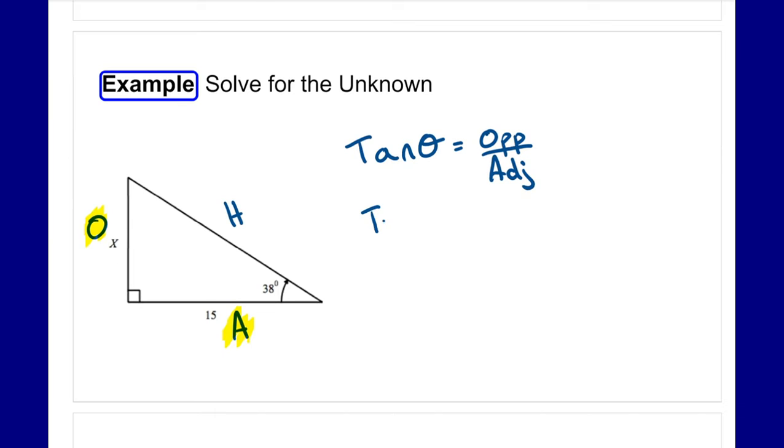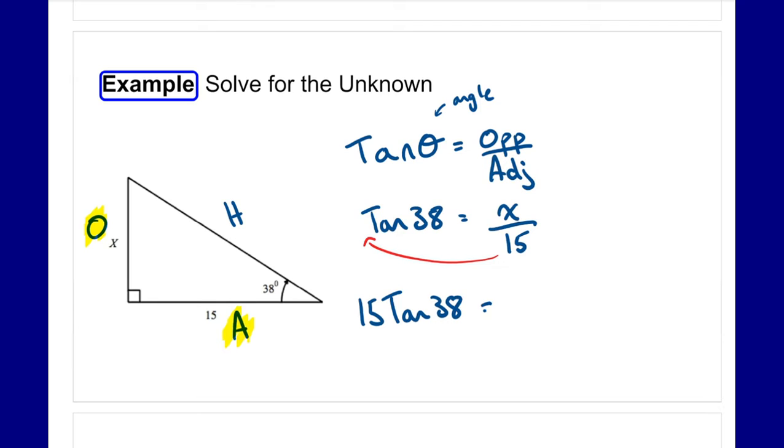Let's fill in the information. Tan 38, because theta is our angle, is equal to the opposite, which we don't know. I could replace that with x over the adjacent, which is 15. In order to solve for x, I need to move the 15 over to the other side. It becomes multiplying. So 15 tan 38 is equal to x. And when I solve for x, I should get 11.7. So that means that my opposite is 11.7 in length.